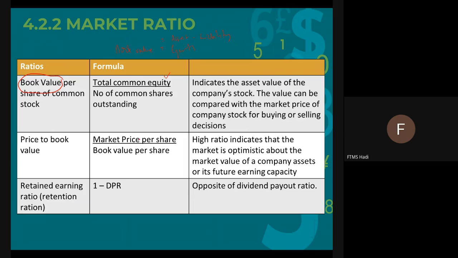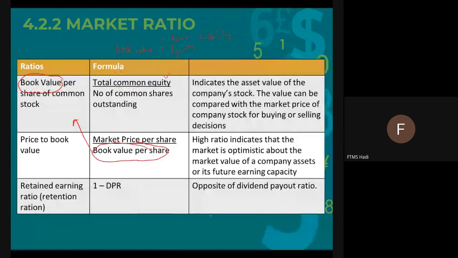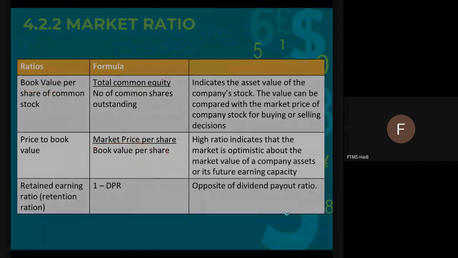Price to book value is market price divided by book value per share. This is the book value per share, get it from here. And then the last one, retained earnings ratio, 1 minus dividend payout ratio. Dividend payout ratio is from the previous page, the formula is here. DPR. So 1 minus DPR, the opposite of dividend payout ratio.